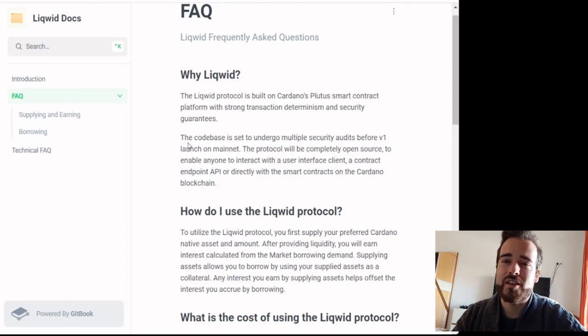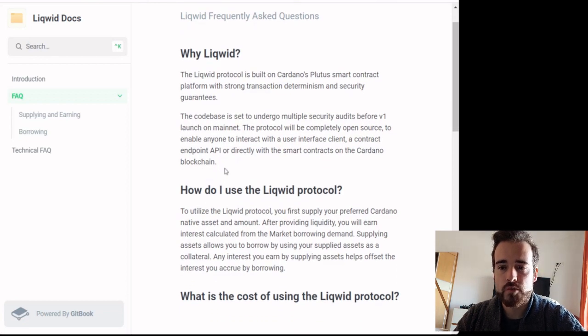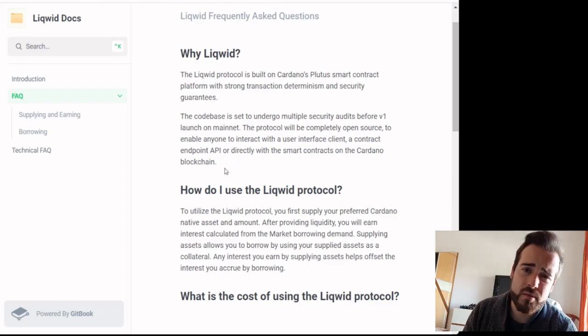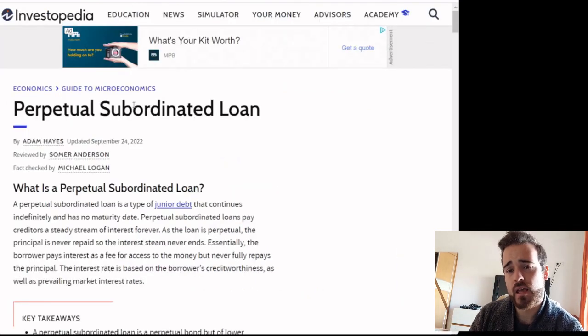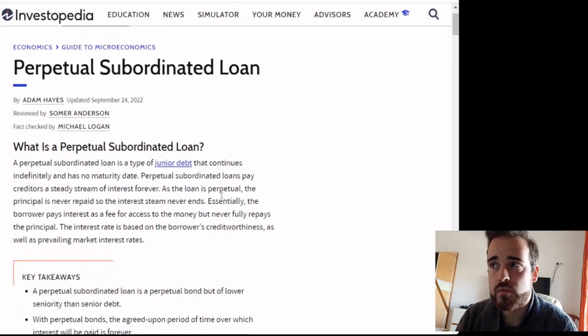So let's check out and look at our dear friend Investopedia to know what a perpetual loan is. As we can see here, we have the definition of perpetual loans, and perpetual loans are basically loans that you don't have to repay the amount you've borrowed, never.